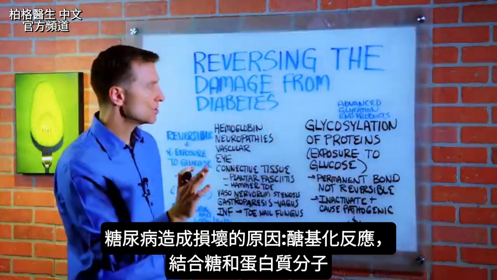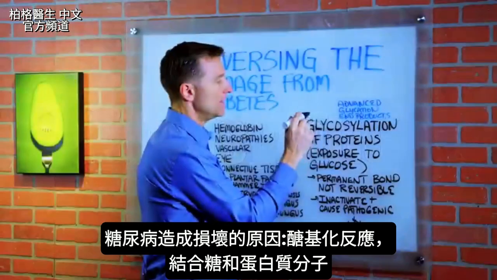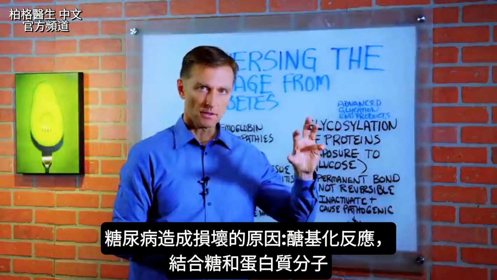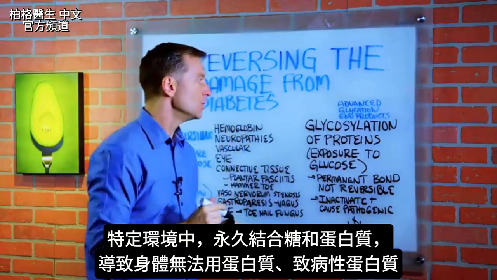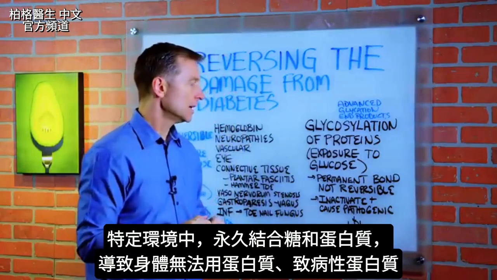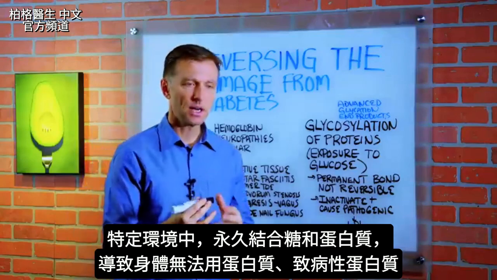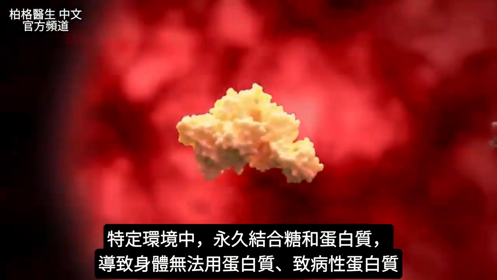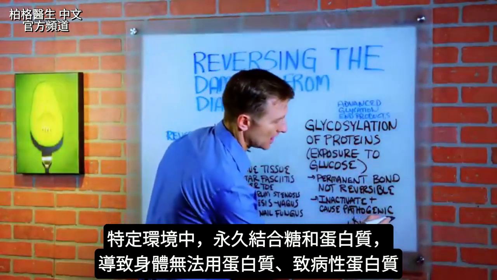Okay, so I'm going to introduce you to a new term that you may not have heard before, and the pronunciation is glycosylation. Okay, this is a condition where you're taking a sugar molecule and you're bonding it to a protein molecule. Now, when you combine sugar to protein in a certain environment, you render that protein unavailable to the body, okay? Because it creates a permanent bond. But not only that, you make certain proteins pathogenic, okay?